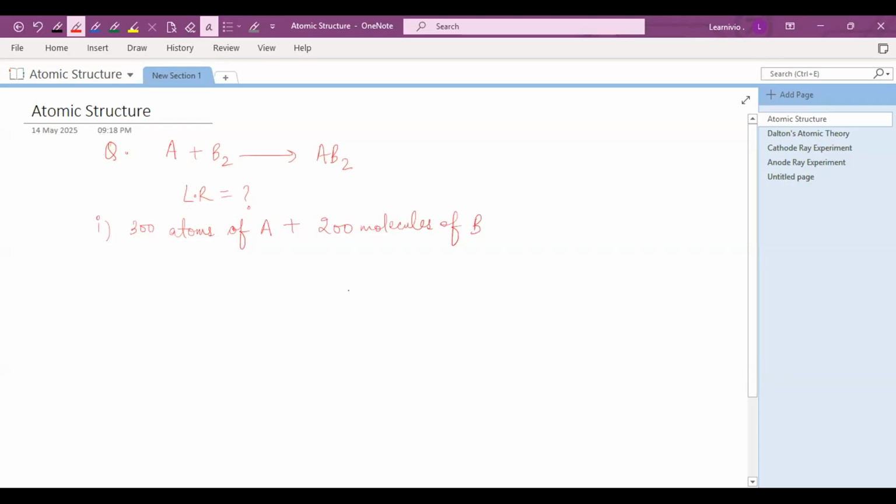And what is the limiting reagent? We know that limiting reagent is the reagent which gets fully consumed during a reaction, which causes the reaction to stop, right? Which is present in a limited amount. That is the limiting reagent, right? So here from the equation, whenever you have stoichiometric equations, just refer to the balanced chemical reaction, right? So this is a chemical reaction. So here you can see A plus B2. So here what's happening?